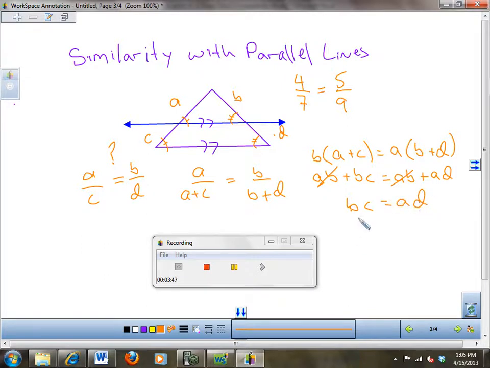And now, hold on. Now, what I'm going to do is I'm going to divide both sides by something. I'm going to divide this side by C and by D. And I'm going to divide this side by C and D. I'm allowed to do that, aren't I?